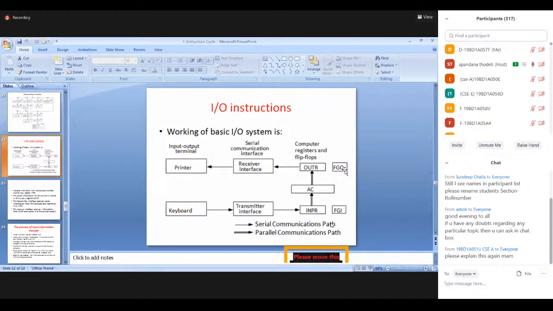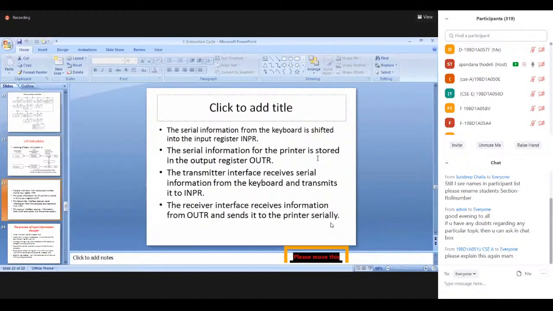Now, what will the OUTR register do? Whenever FGO equals 0, the OUTR register is in the process of placing the output character onto the output device through the interface. Once the data is moved onto the output device, the FGO value can be set to 1 again, so that OUTR can accept the data from the accumulator.